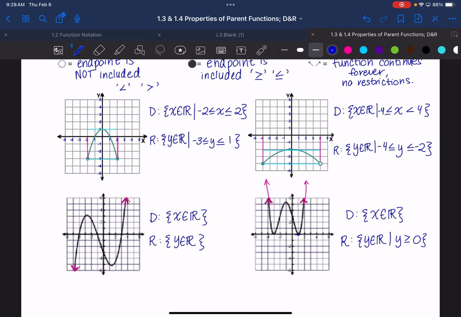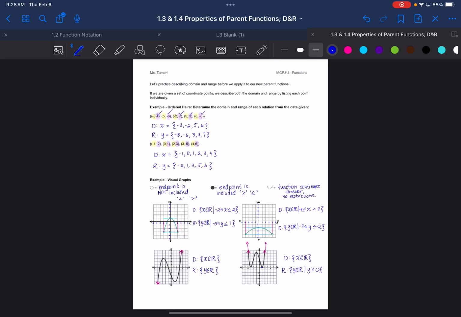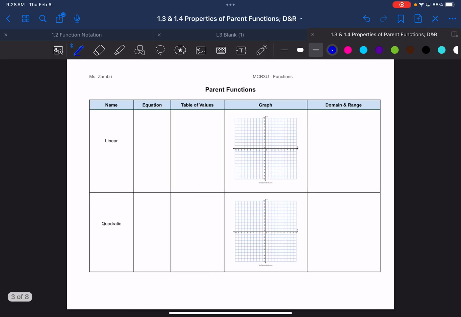How is this? Is this okay? Coolio. Okay, you ready for your parent functions?